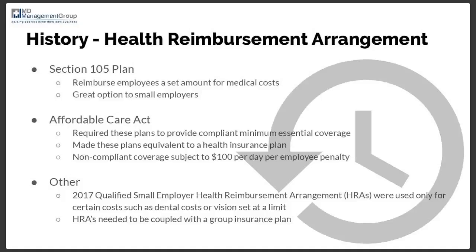Now you have to remember too that when the Affordable Care Act came about, not only was the 105 subject, it couldn't have limits and had to provide compliant minimum essential coverage, but you also could not discriminate. So if you had a health insurance plan that you were offering to your doctors or the key employees, you couldn't do that and deduct it in the corporation and then not have the plan available for your regular clerical and clinical staff. So that's why they would drop the health insurance.